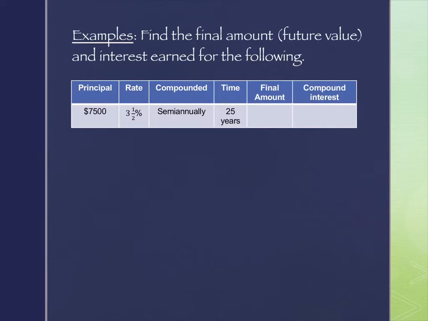So our future value is where we're going to start. This is A equals P times (1 plus R over N) to the NT. So let's actually identify what each of these pieces are. What is the principal in this problem?